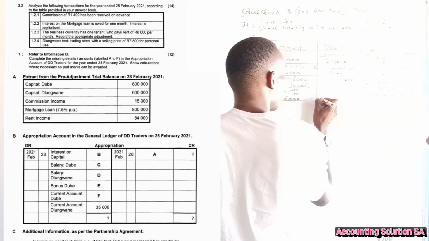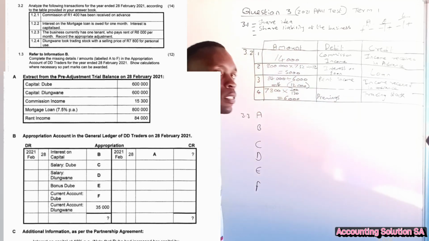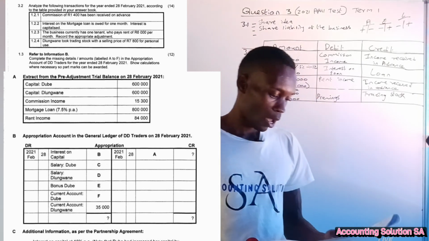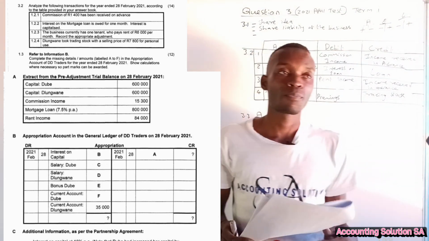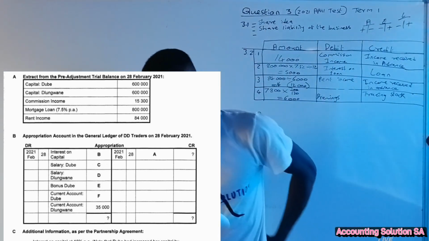Okay, and this side will be drawings. Simple. Okay, now we are going to the appropriation account. I know that most of you are looking for this one.